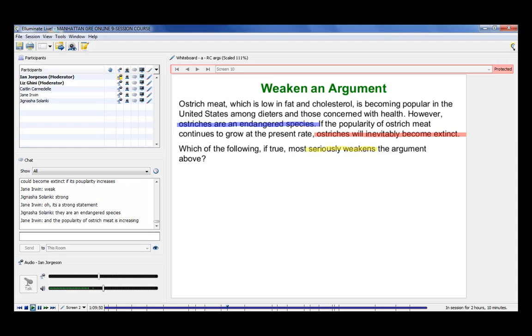Okay, just because they're endangered species, that doesn't do anything for us. But if we add that to it becoming popular in the U.S. Now notice what I am not highlighting in the passage. Ostrich meat, which is low in fat and cholesterol. Okay, that tells me why it's becoming popular. But does that actually matter to the argument why it's popular? If I'm really just trying to say that ostriches are going to become extinct, do I need to know why they're popular?